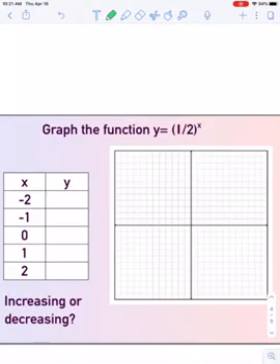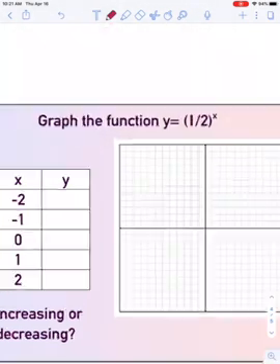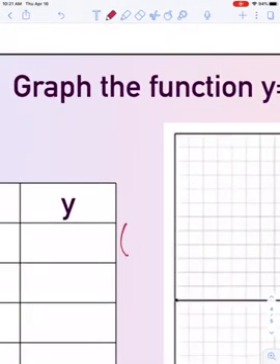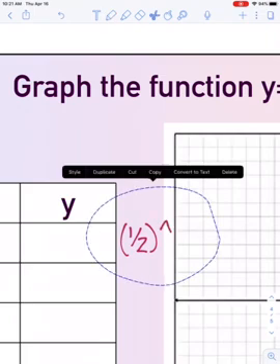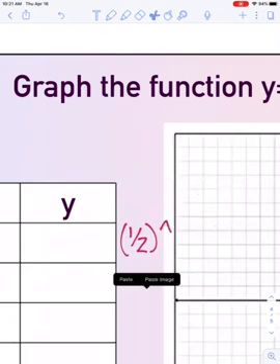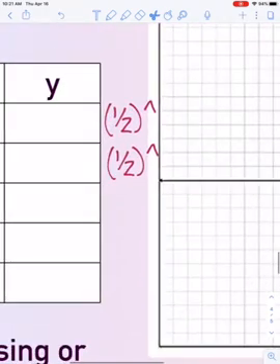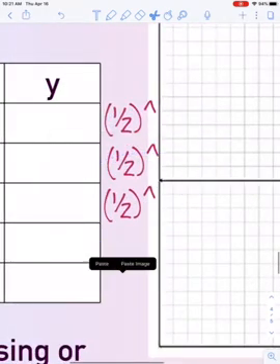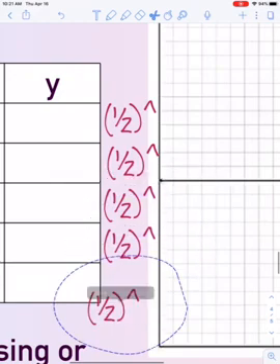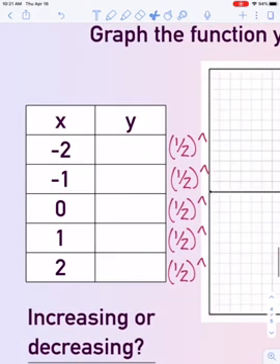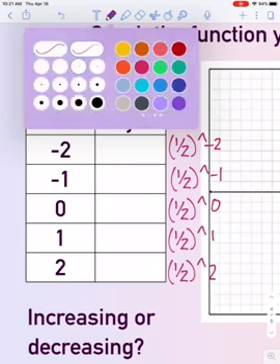Okay, let's look at the next one. So this one is 1/2 to the x power. So this time you're going to do, in your calculator, 1/2 and then caret, and then what you're raising to the power is what's going to be changing. Okay, so it's always 1/2 to something, because the base isn't changing, it's the exponent, because the exponent is your variable, so that's what's going to change. So here you're going to do 1/2 to the negative second, negative first, 0, 1, and 2.